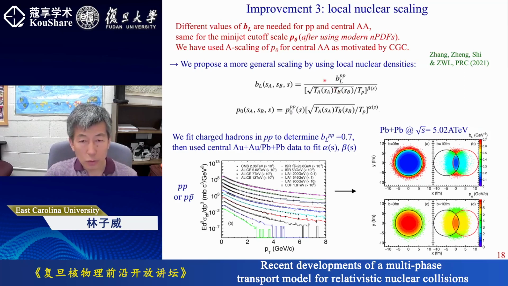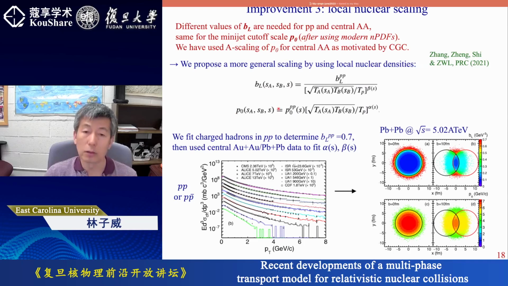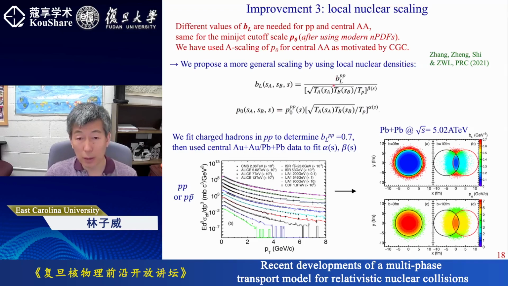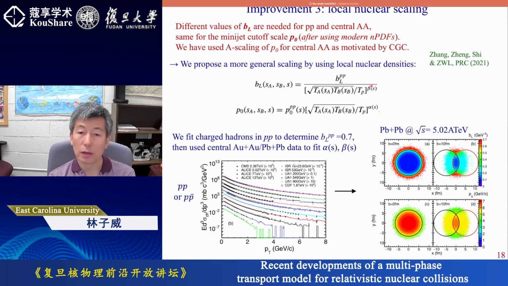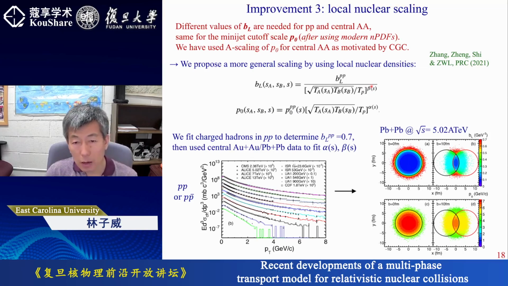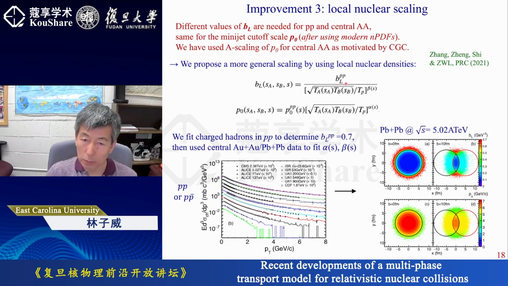And then we introduce a scaling to decrease the Lund B parameter in AA collisions and increase the P0 parameter in AA collisions. Therefore, one is divided by the thickness function to some power, and one is multiplied by some other power. And these two powers describe how fast they scale with A, and they also depend on the collision energy root s. And they change from the value in PP collisions.